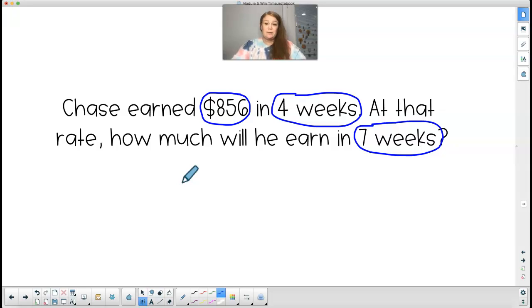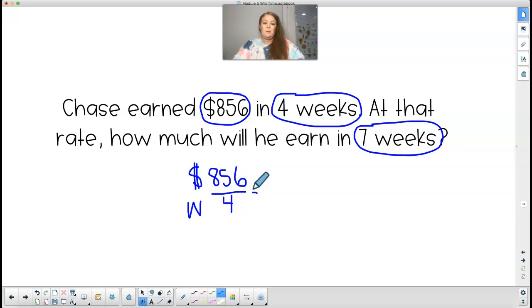So either way we're doing it, we're starting with money as our first label. You can put M for money. I'm going to put a dollar sign. And it's $856. And I want to know, my other label is weeks. And how many weeks did he take to earn 856? 4 weeks. So 856 over 4.